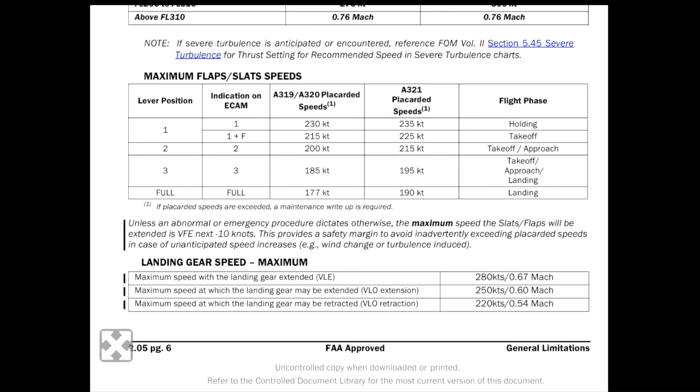Okay, yeah, that sounds great, Casey. So to start off with, in the general limitations section, we won't go over the basic verbiage corrections. But one of the big ones that you'll see is on 205, page 6, where the maximum flaps and slat speeds have been changed. Primarily the policy, where we used to have VFE next minus 10 for flaps 1, 2, and 3, and VFE next minus 15 at flaps full. We've now gone VFE next minus 10 across the entire configuration set.